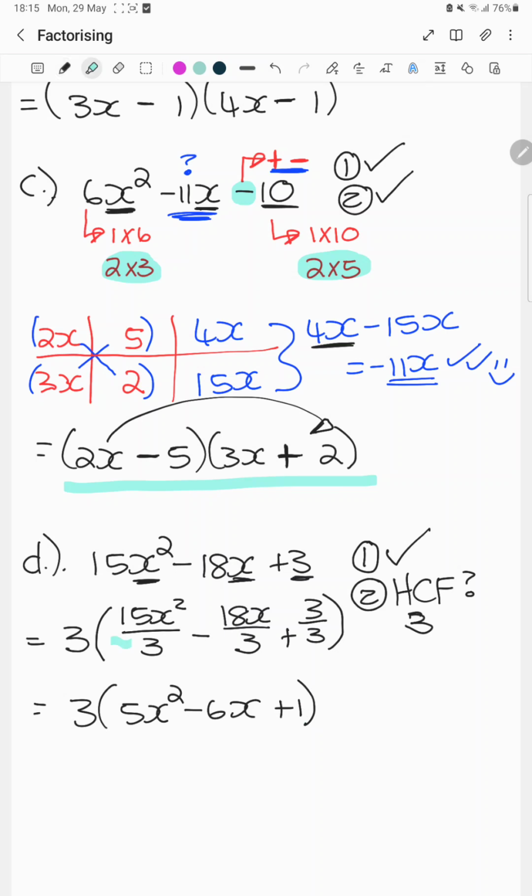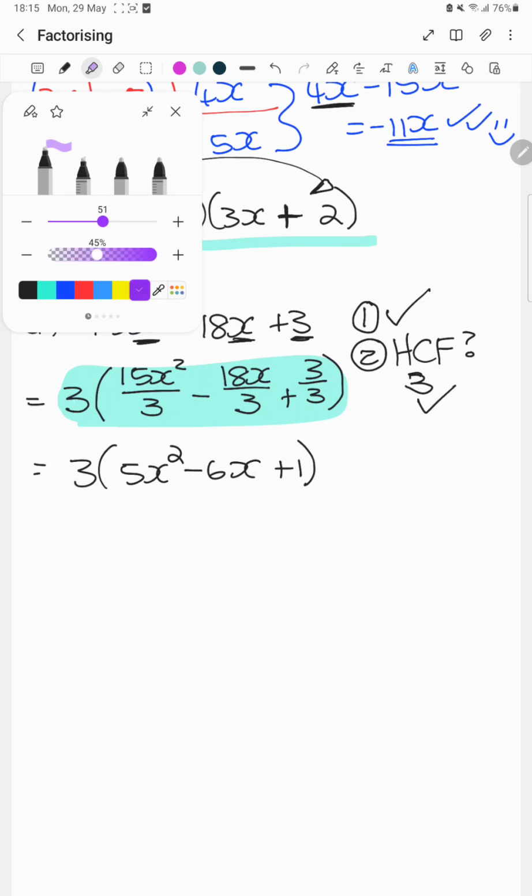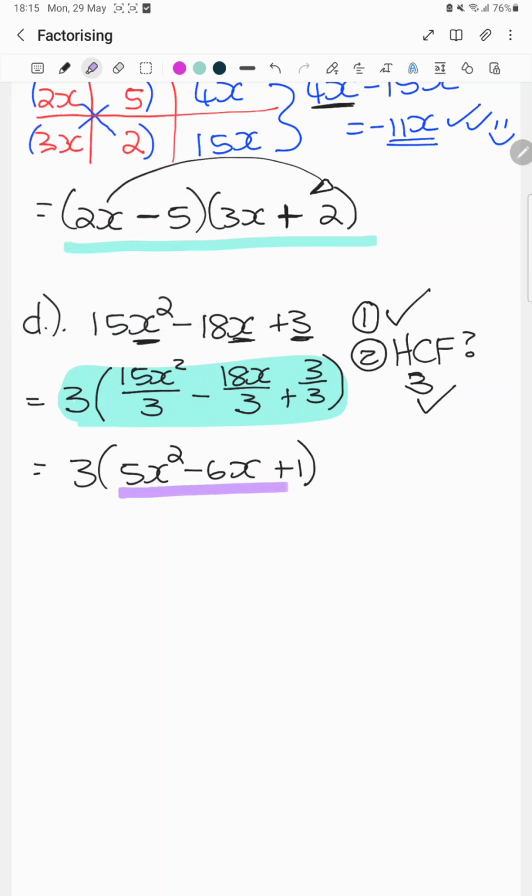It's not necessary to write down this step. Alright, this is just to show you how do you get rid of a common factor. How do you remove a common factor? Alright, so now let's refocus on this. Now that we don't have a common factor anymore, this here, let's just get another color. Okay, so this part here is in fact a trinomial. Okay, so let's solve it.